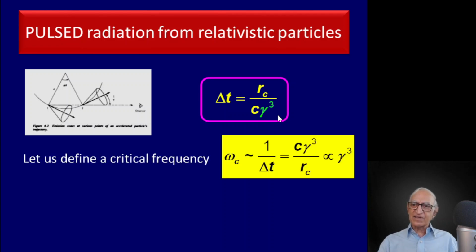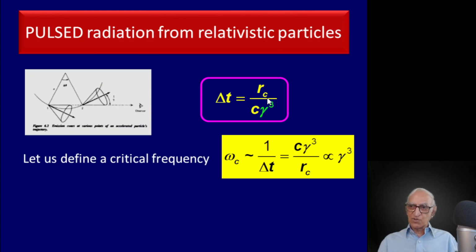Let us define a critical frequency. The critical frequency can be defined as a reciprocal of the time delta t for which you see the pulse. And that is c gamma cubed divided by R_c, which is proportional to gamma cubed. The important thing I want you to appreciate is that the characteristic frequency will be proportional to gamma cubed times the frequency in the non-relativistic case.